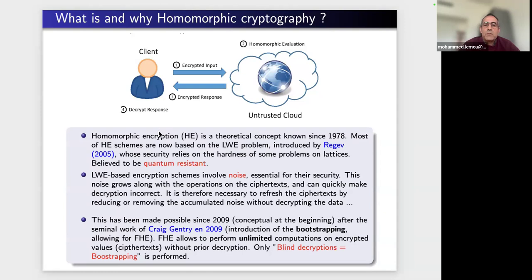And this has been made possible since 2009 by the seminal work of Gentry, who introduced the notion of bootstrapping. So bootstrapping is a sort of blind decryption. This bootstrapping technique allows us to decrypt, in some sense, the ciphertext, but with an encrypted key. This is why we can call it blind decryption, which is equivalent to bootstrapping. So these are things that you know very well.